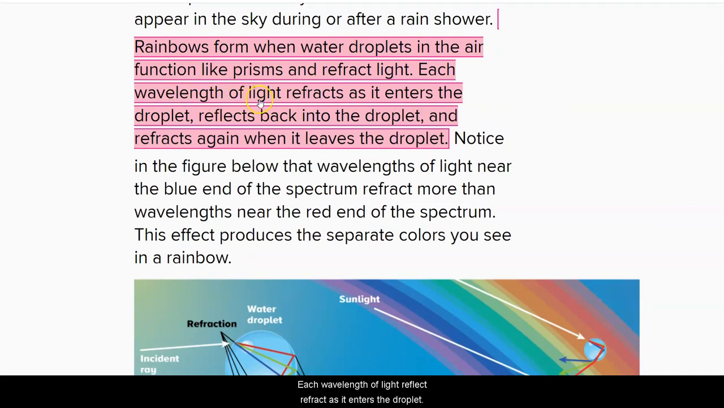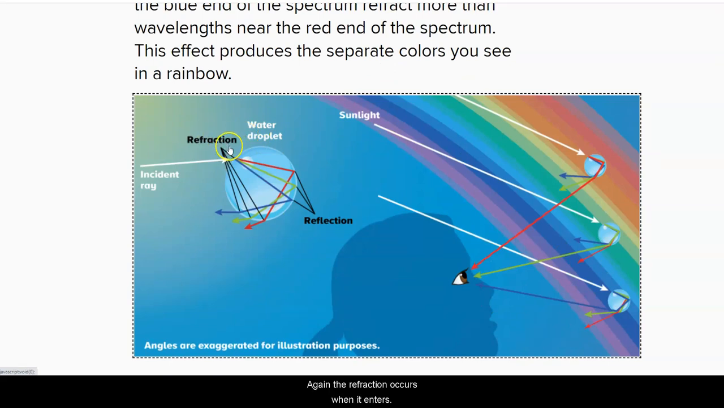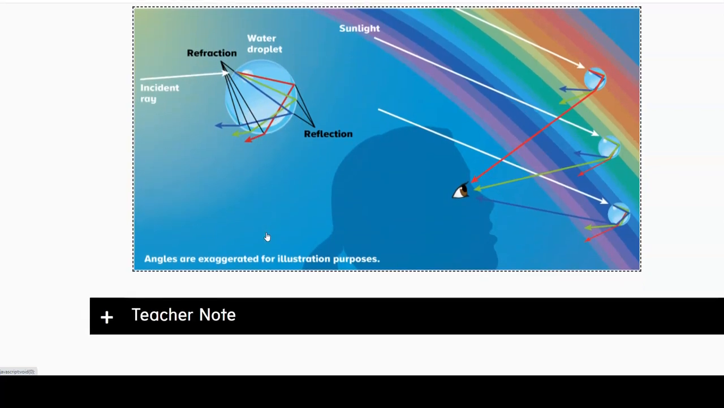So each wavelength of light refracts as it enters the droplet and reflects back into the droplet, and it moves again when it leaves. So again, the refraction occurs when it enters, it bounces off different parts of the droplet, and as it exits, it spreads.